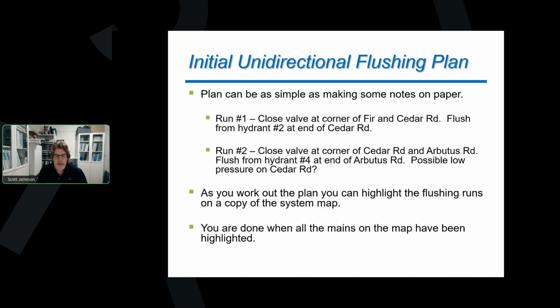So my initial plan can be very simple, right? You don't need to do anything complex to start with. I do this quite often with operators in their system, and they just use a notepad and start making some notes, right? So they will write something like we have here, right? Okay, well, the first thing I'm going to do, I'm going to close the valve at the corner of Fir and Cedar, and I'm going to flush from hydrant number 2 at the end of Cedar Road. And once again, that's all we need for the initial plan, right? And we can continue on writing out all the different flushing runs to complete the whole system.